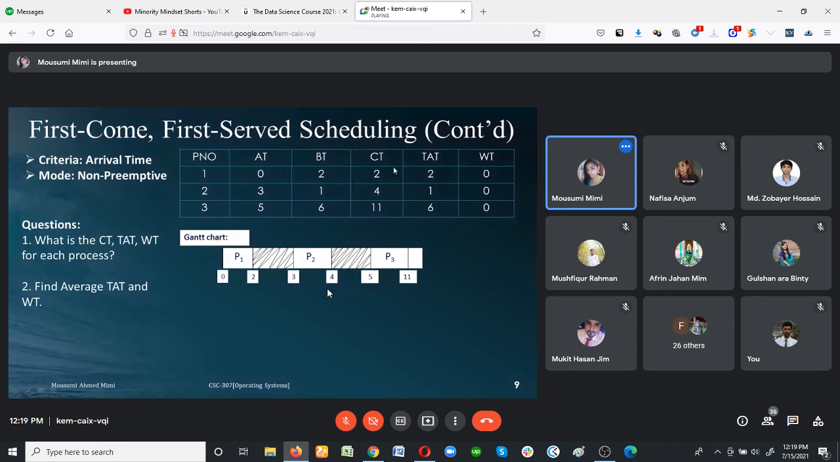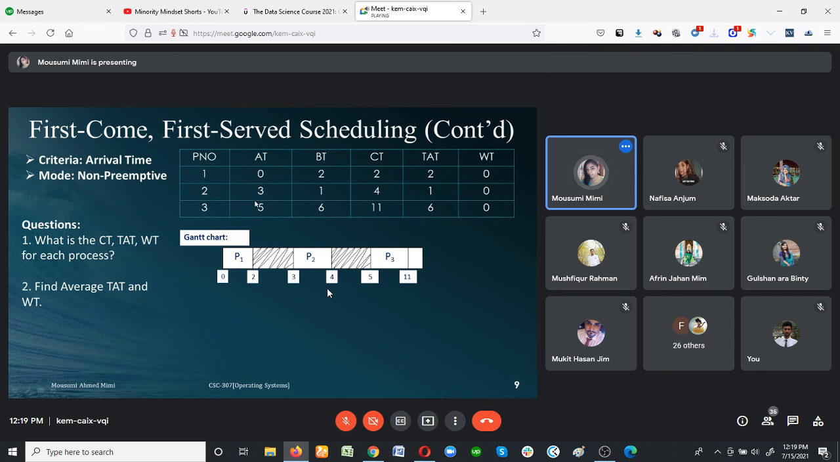Okay. And when my process 2 comes, process 2 comes at 3 seconds. Between 2 and 3, there is 1 second where the processor is waiting. So that's why here it is the waiting state. The processor is waiting for process 2 to come. So 3 plus 1 means the burst time is 1. So 3 plus 1 is 4.